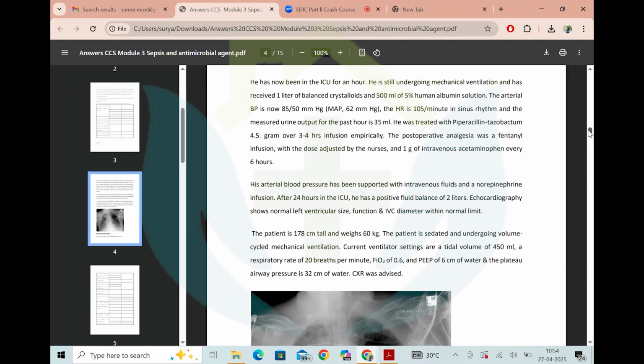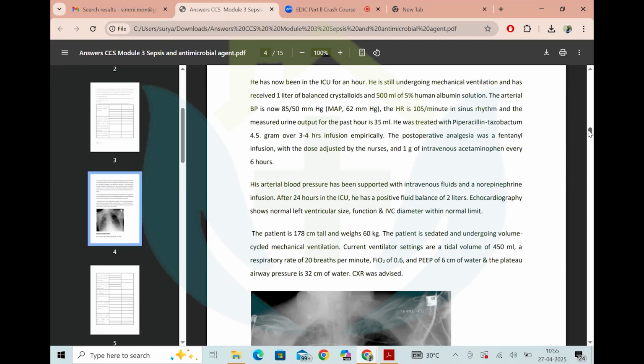Pulse pressure variation, stroke volume variation, echo. Clinically, clinical judgment as well as objective judgment. If there is any kind of increase in FiO2 requirement, and we have given enough amount of fluid, we can start passive leg raise.